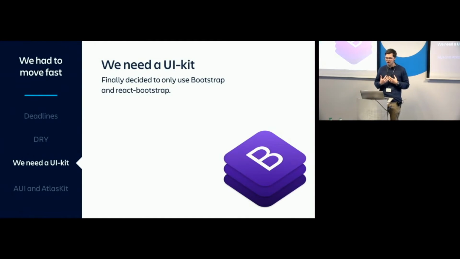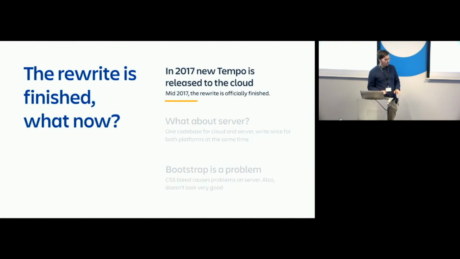And our developers also felt more confident when implementing new UI features, as many of them were not particularly good at writing CSS code, but Bootstrap did most of the CSS heavy lifting for them. So this was pretty good. Now, finally, early in 2017, we finished rewriting Tempo for the cloud. Everything was written in React and Redux and Bootstrap.